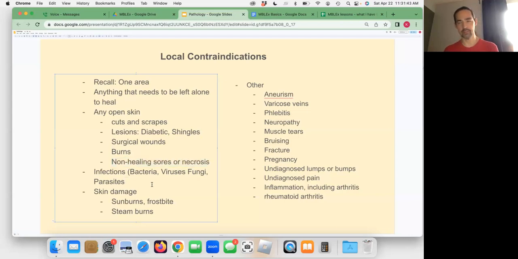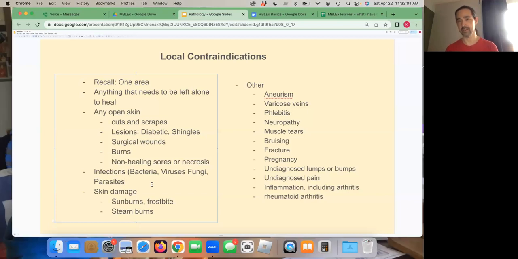I bring up non-healing sores and necrosis because as alternative medicine providers, people will come to us saying, I have this sore, this open area, and it hasn't been diagnosed. I haven't seen a doctor for it, or I saw a doctor and they don't know what it is, and I've chosen not to get it treated. With something like that, you absolutely have to stay away from it, and you should refer them to their medical doctor. Just make sure that they've seen a medical doctor.